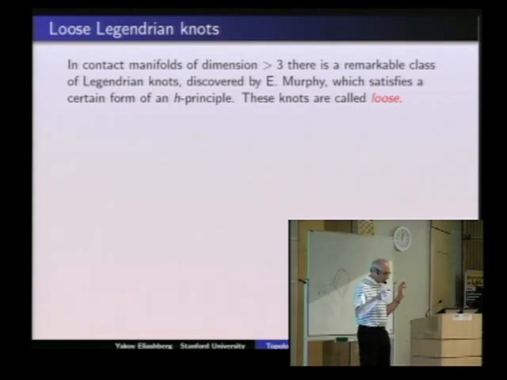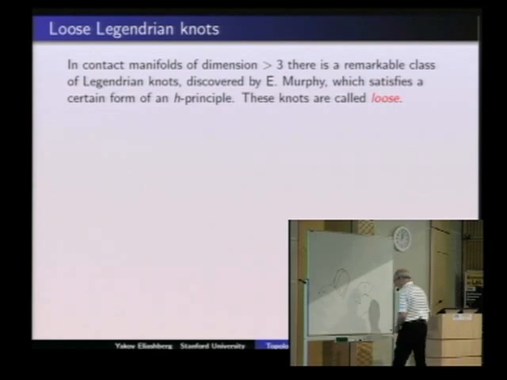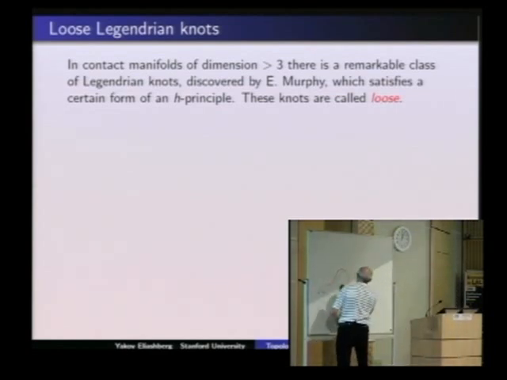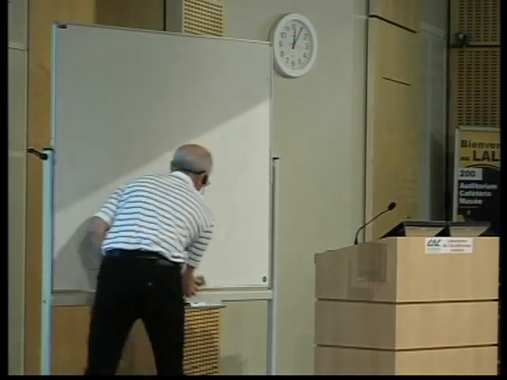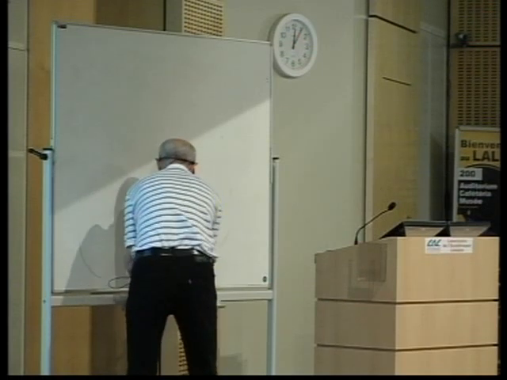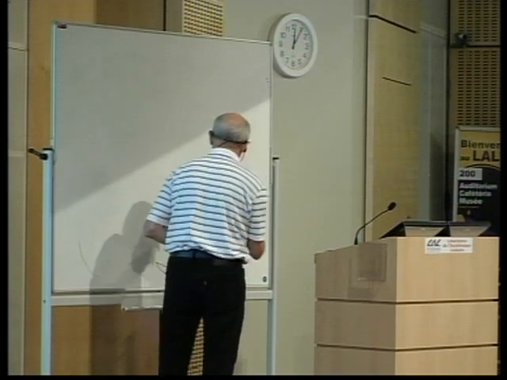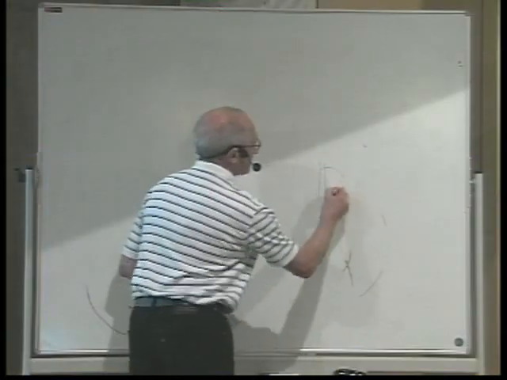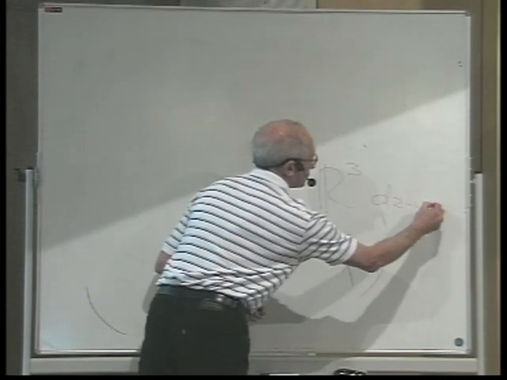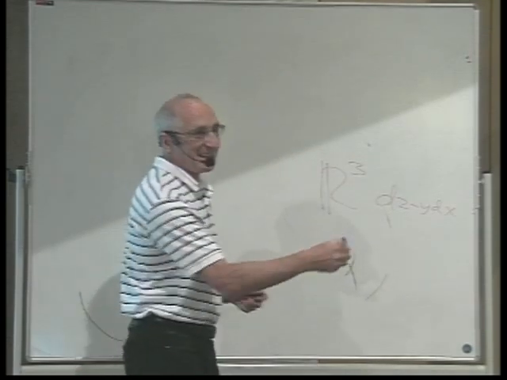There is some very general fact coming back to Misha's old work. What is a Legendrian knot? Let me see. For instance, what is a Legendrian knot in R^3? We have R^3 with the standard contact structure, let's call it dz minus y dx. It's standard. You don't have to see it.